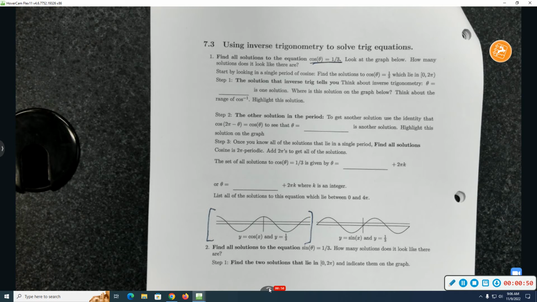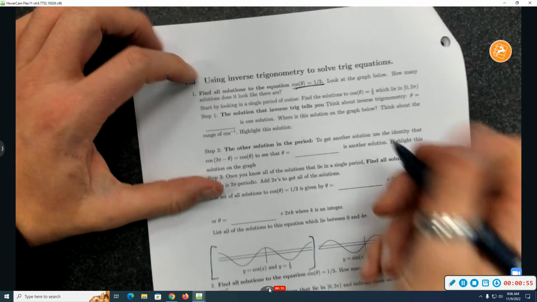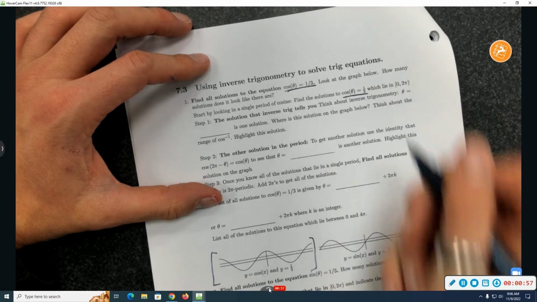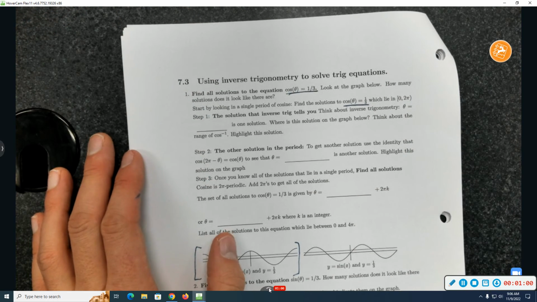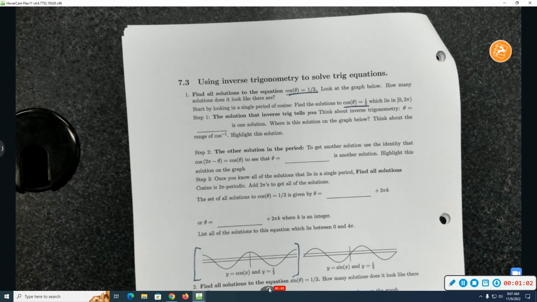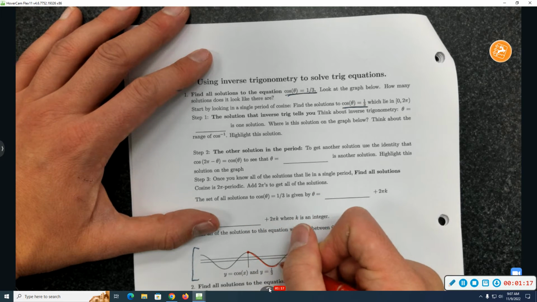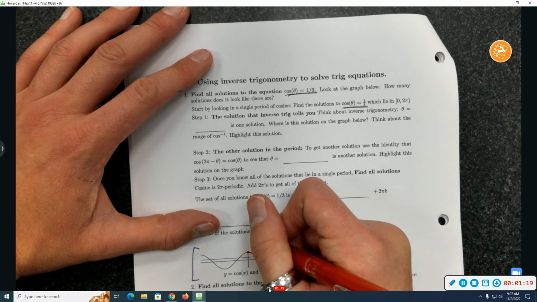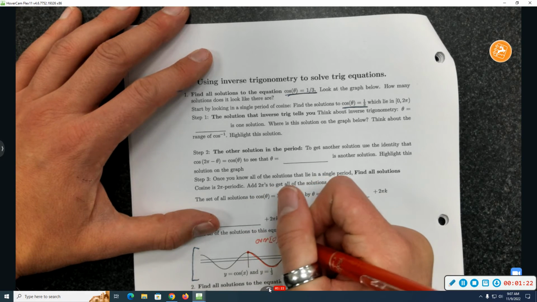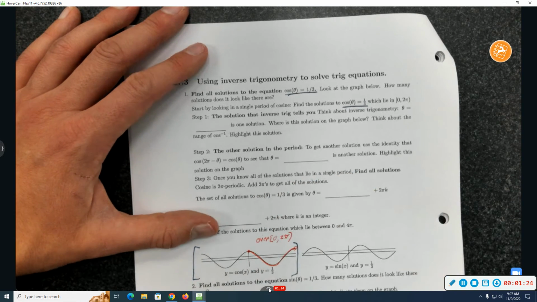So, step 1, let's just try to find a solution. We want to find all solutions to cosine of theta equals 1 over 3. Let's start by finding all the solutions which lie in a single period. Here I'll suggest between 0 and 2 pi. So let's just try to do that once. Let's find those solutions. Here's the graph of this trig function over one full period.